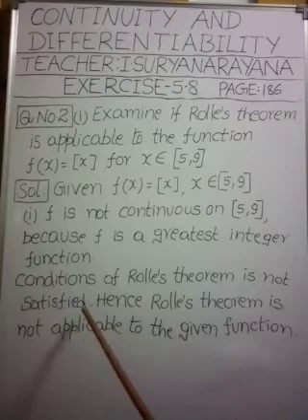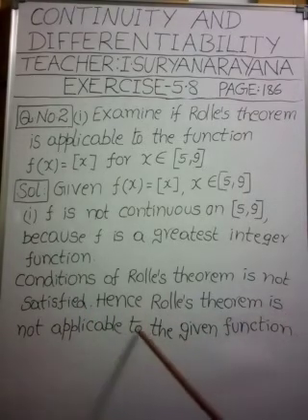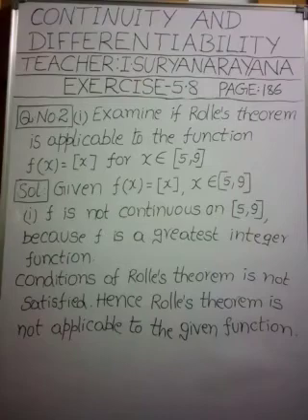So the conditions of Rolle's theorem are not satisfied. Understood this part, my children? Hence Rolle's theorem is not applicable to the given function. Only if the conditions of Rolle's theorem are satisfied by the given function can we say that Rolle's theorem is applicable to the given function. Similarly, do the remaining 2 sums in this Roman number 2. Will you do the questions, my dear children?